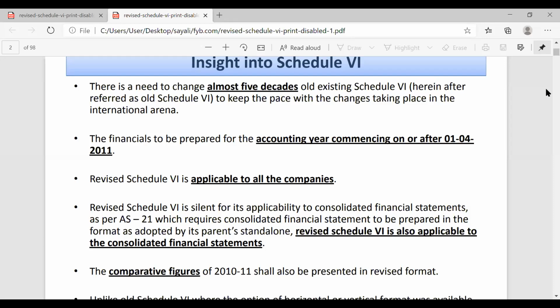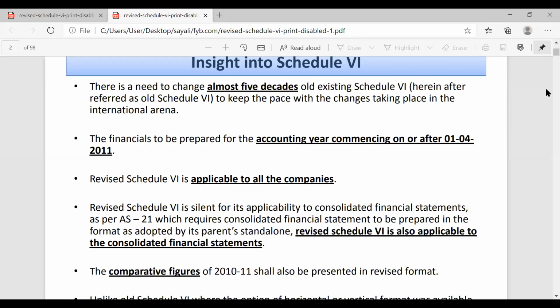So in this heading, the financial statements are to be prepared for accounting years commencing on or after 1/4/2011, meaning whatever the rules are applicable for the preparation of financial statements, they are applicable after 1/4/2011. Revised Schedule 6 is applicable to all the companies. It is an important part. It is compulsory for all the companies.